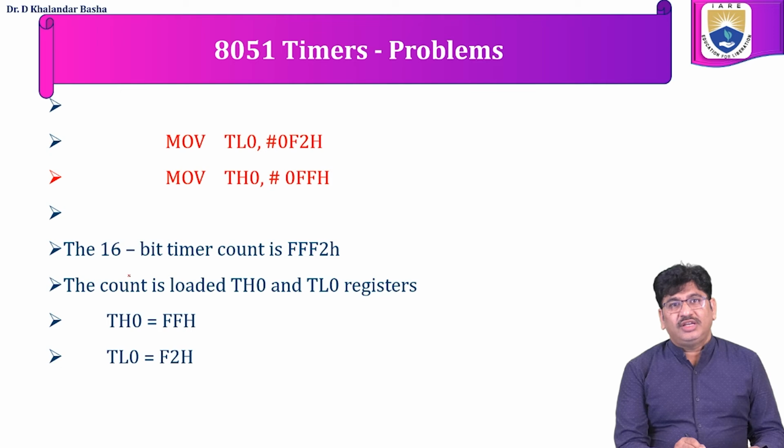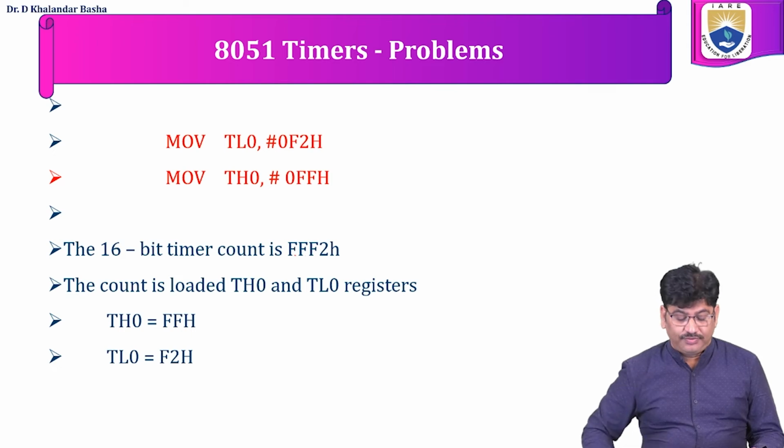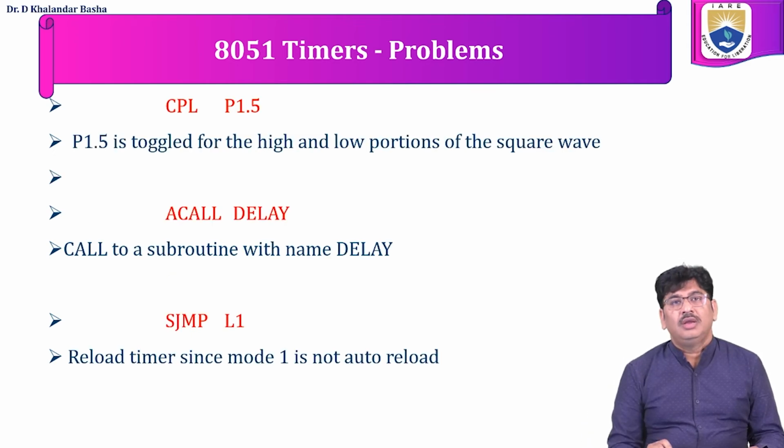So as we are using the two registers and the mode of operation is mode 1, it is a 16-bit timer and the count is FFF2H. The maximum count which you can have for 16-bit is FFFFH, right? CPL P1.5, it is for toggling the square wave between logic 1 and logic 0.